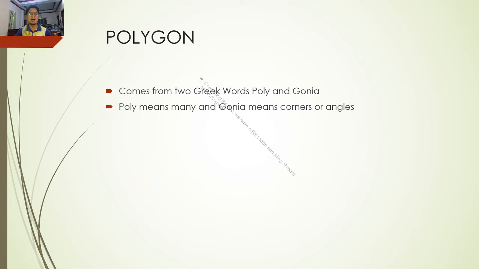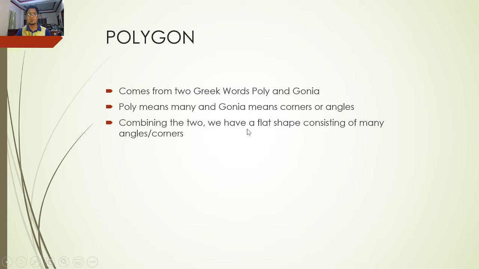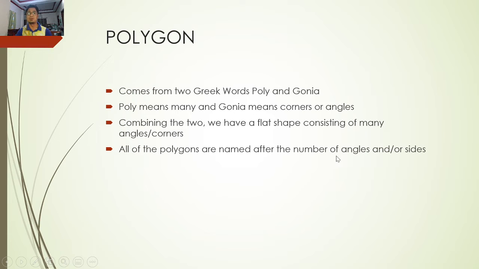Now, if we will be combining these two words, we have a flat shape, a closed flat shape, two-dimensional object, consisting of many angles or corners. So pag pinagsama pa lang, ibig pa lang sabihin ng polygon, it is a flat surface, flat closed object, na nung bumubuo, many angles. Okay? All of the polygons are named after the number of angles and or sides.